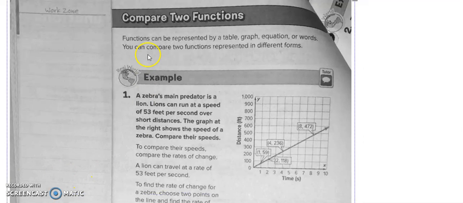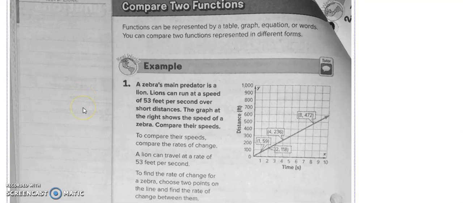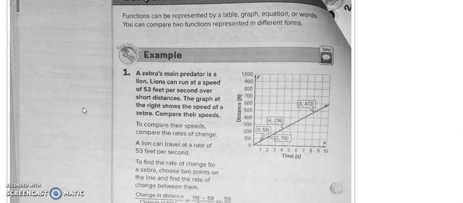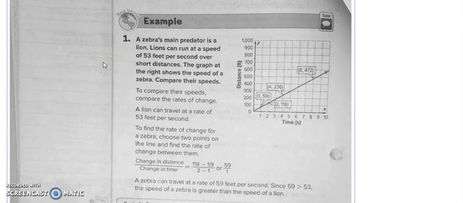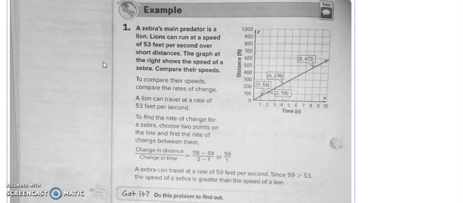Okay, so a lot of times we're going to get functions represented in different ways: tables, equations, graphs, just verbal descriptions. We've seen a lot of those already playing our game and working on the assignments for functions so far. Most of these problems are going to involve 2 different representations, which makes them a little bit harder to compare. So we have a zebra's main predator is a lion.